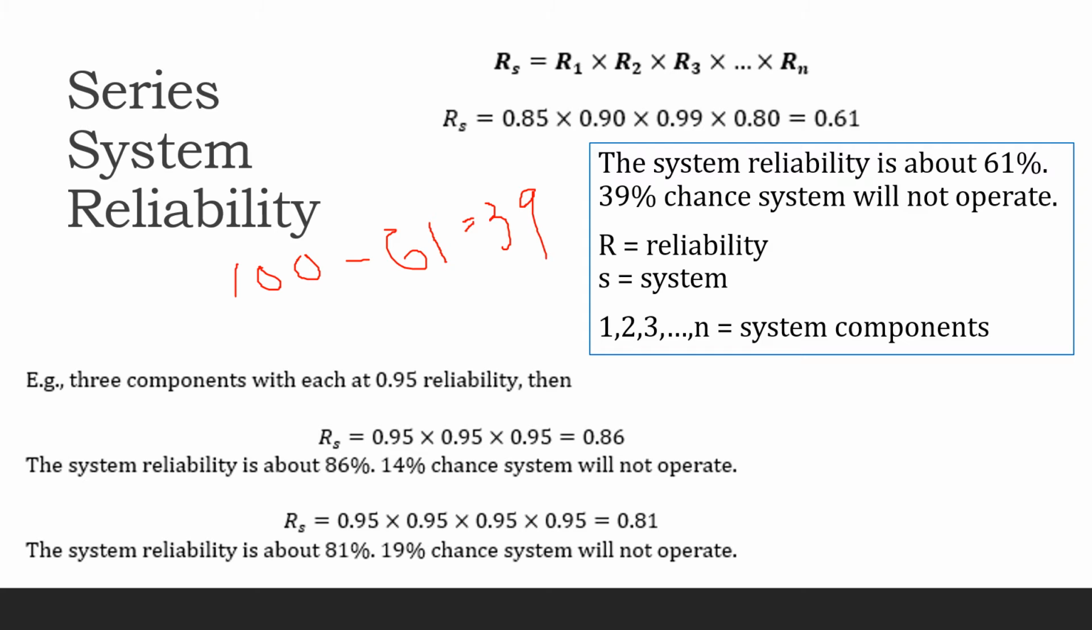R is the reliability, S is your system, and 1, 2, 3, all the way to N are your system components. Values are in decimal, but we usually use the term percentage, and we say 85%, 90%, 99%, 80%. And if you arrange them in a logical series, the system reliability is always less than the reliability of each component. Okay.